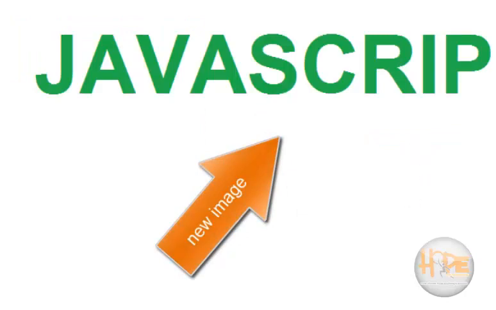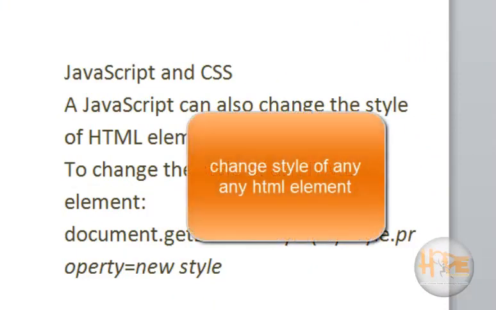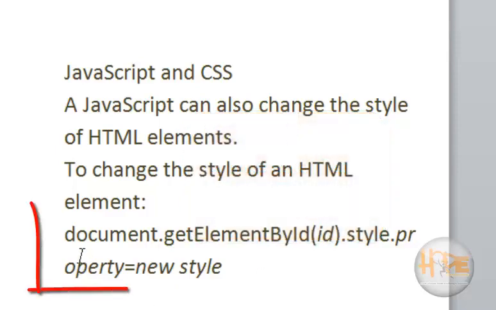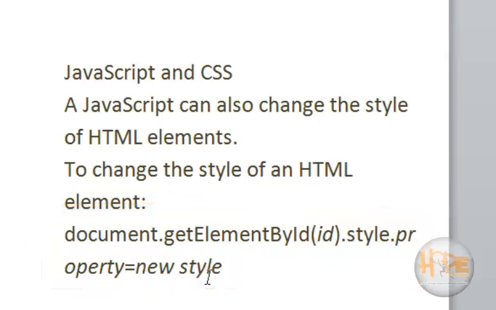Now JavaScript and CSS. JavaScript can also change the style of HTML elements. To change the style of an HTML element, we can use this syntax: document.getElementById dot style dot any property name of CSS is equal to the new value of that property. Let's see the example.